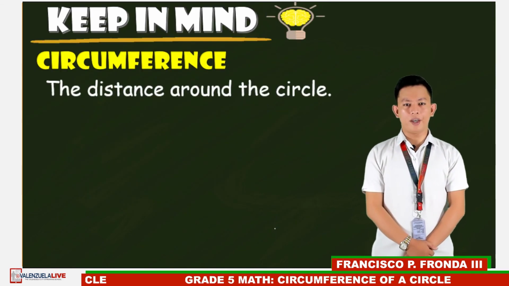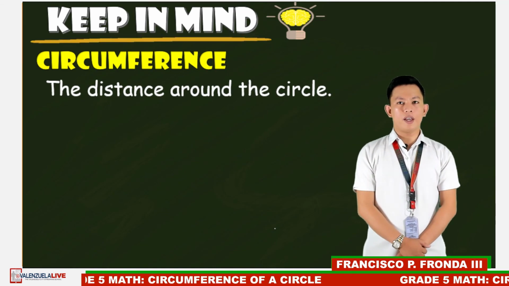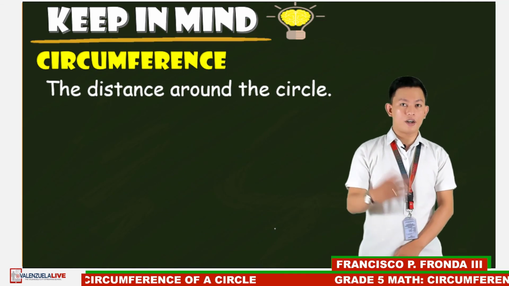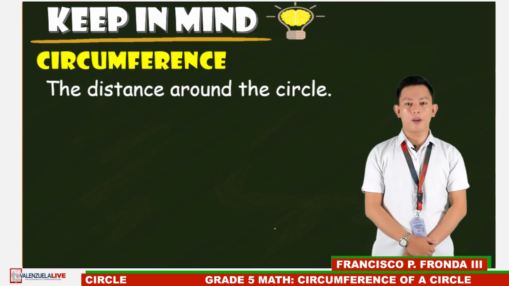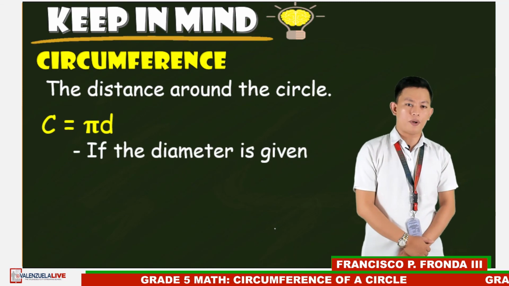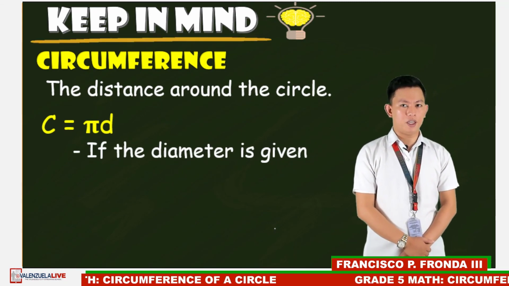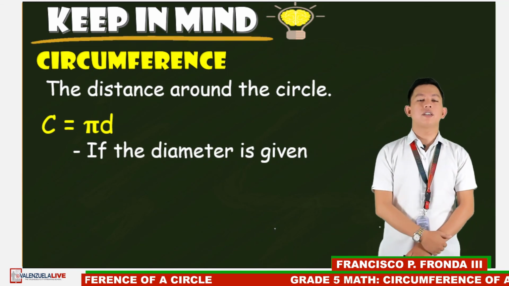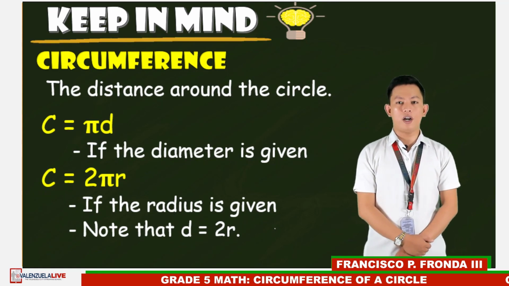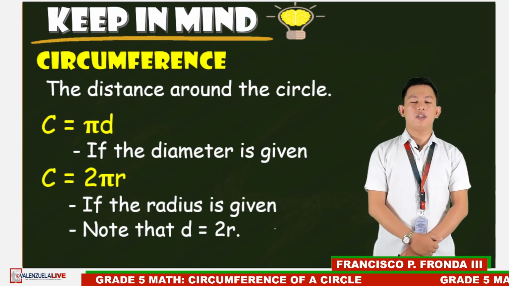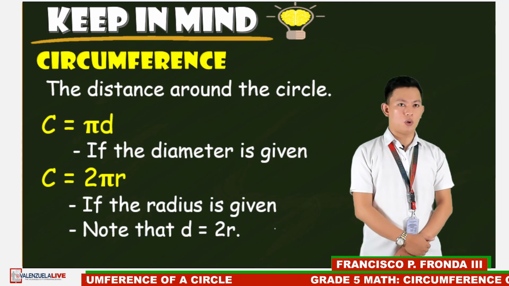So to keep in mind, grade 5 learners, when we say circumference, it is the distance around the circle. And here are some formulas that we need to remember in solving the circumference. First is C is equal to pi multiplied by D if the diameter is given. And C is equal to 2 times pi times r if the radius is given. Then take note that D is equal to 2r.